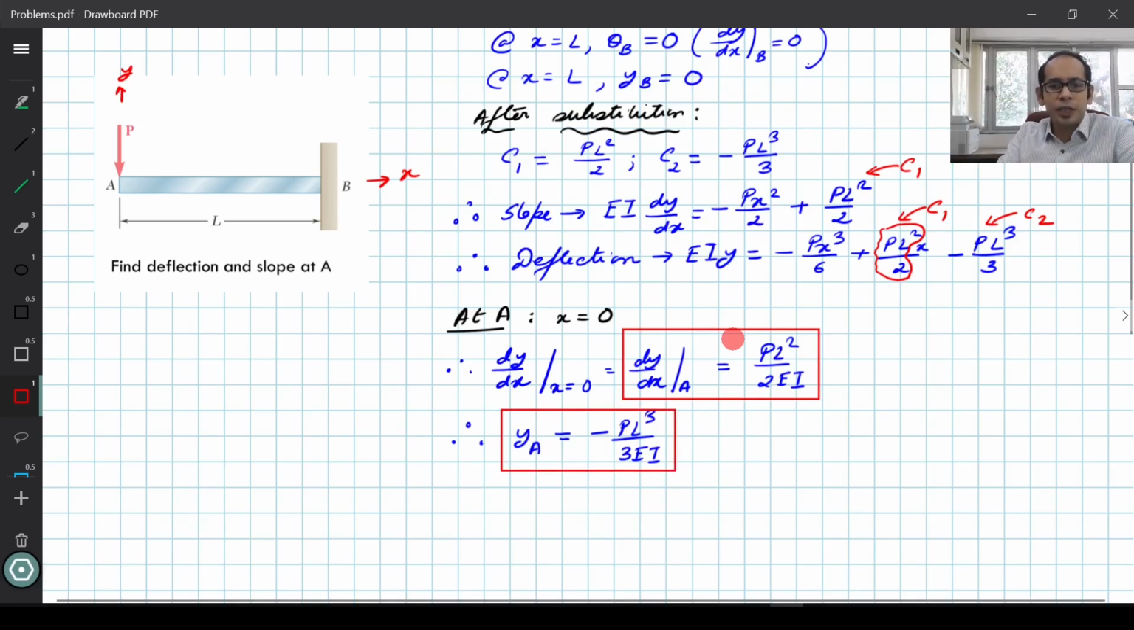So these are the two expressions that we get: PL square by 2EI, that is the slope at A, and minus PL cube by 3EI. As we said in the beginning, we expect a negative sign because we know it's a negative deflection, and the slope is positive. So let's go ahead and draw the deflected shape. Even if you don't have this from plain intuition, you can draw the deflected shape and mark the points.